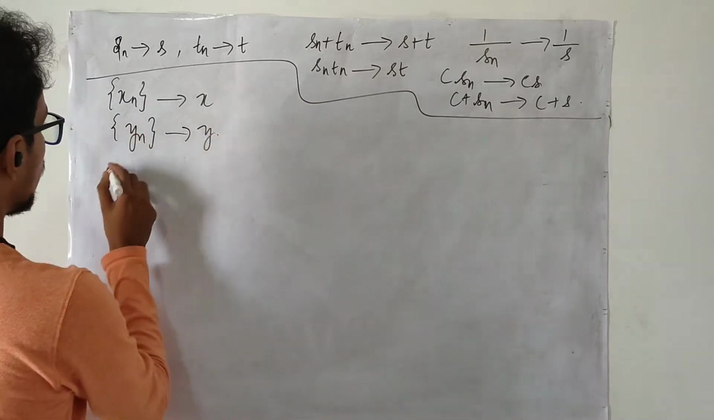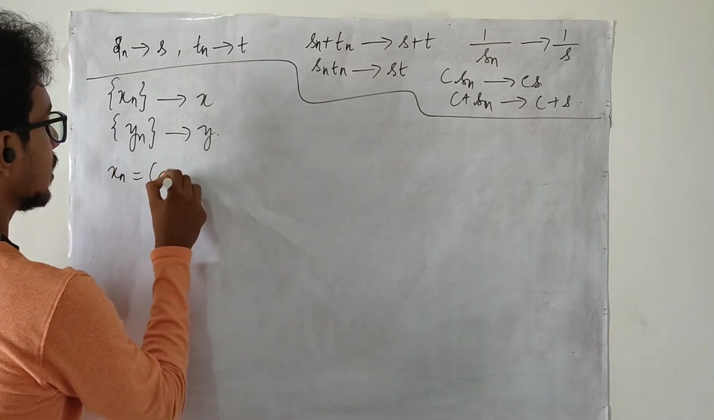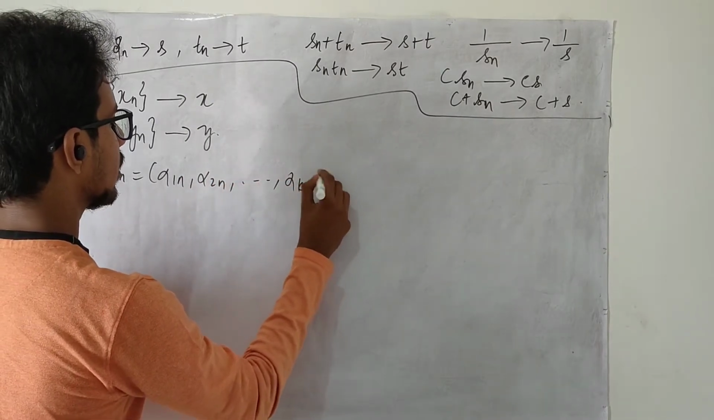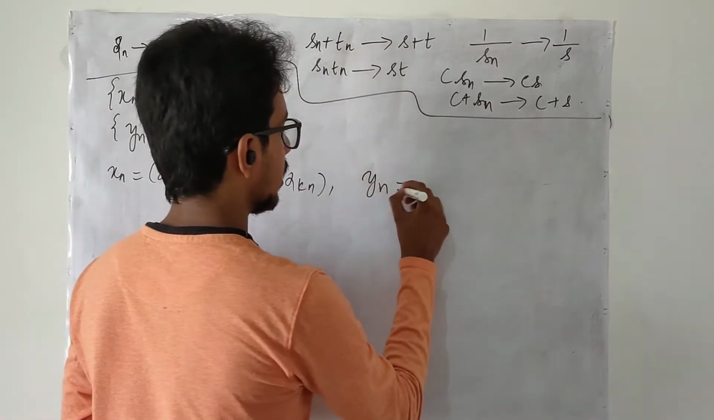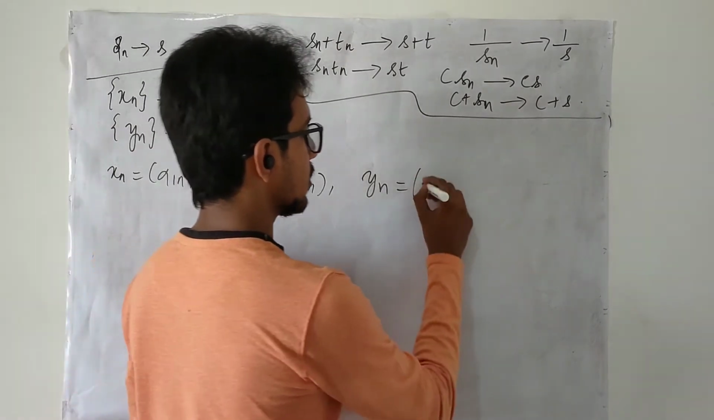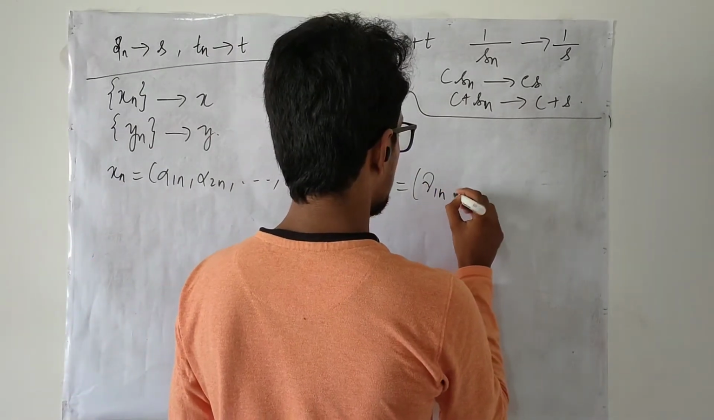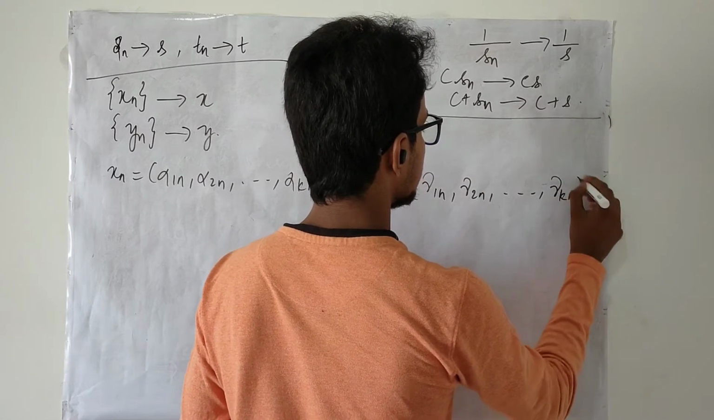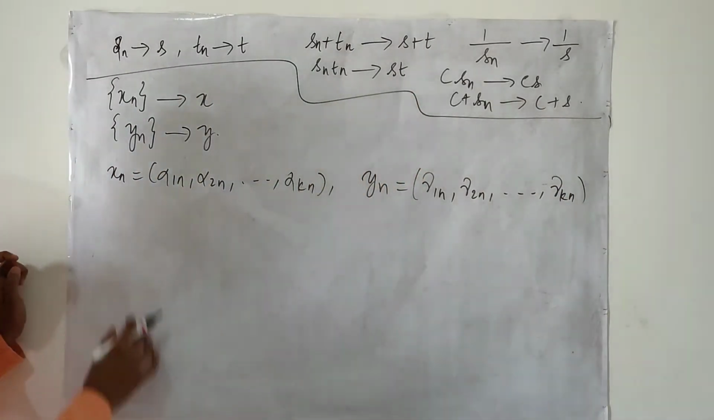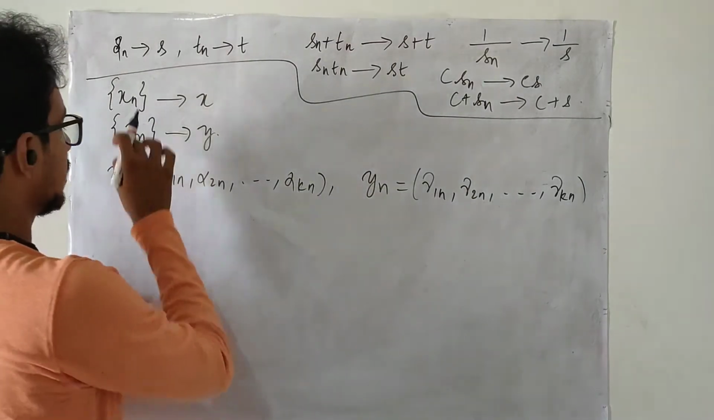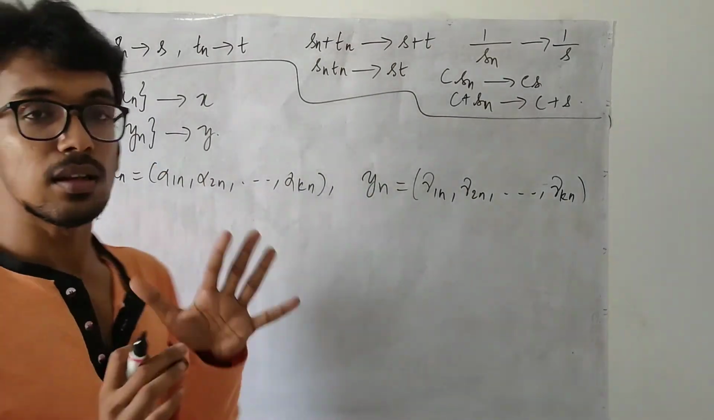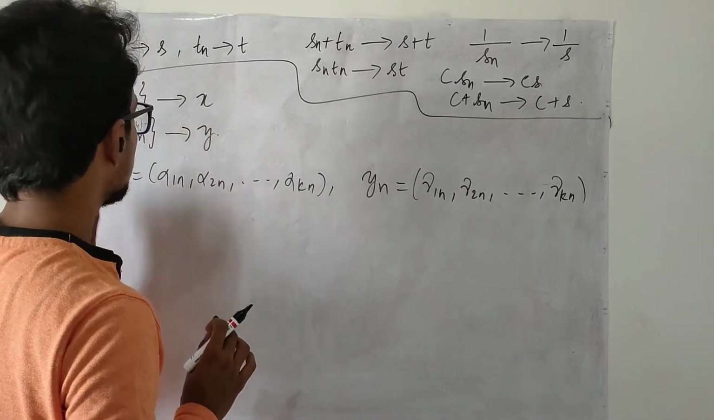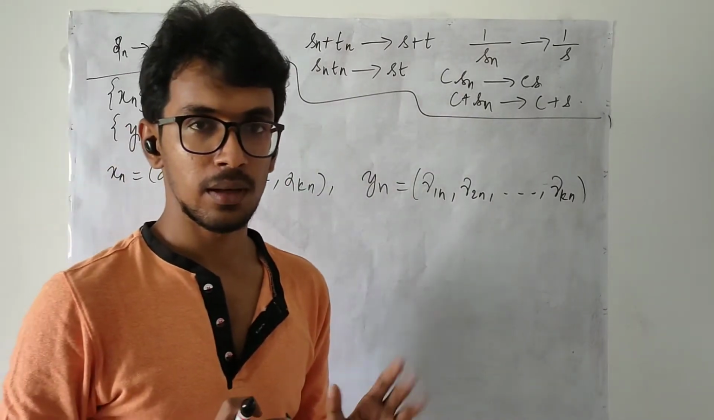Okay, what is this xn? This is alpha_1n, alpha_2n till alpha_kn. And similarly, what is yn? Let us take this to be some gamma_1n, gamma_2n till gamma_kn, right? These xn, yn are sequences in Euclidean space, which means that each entry in this sequence is a k-tuple, right?